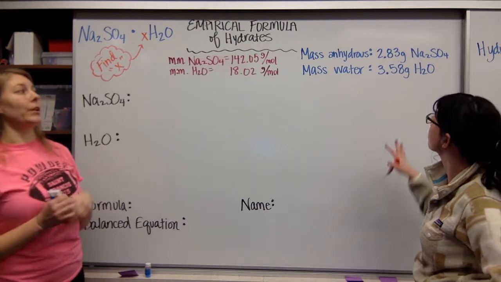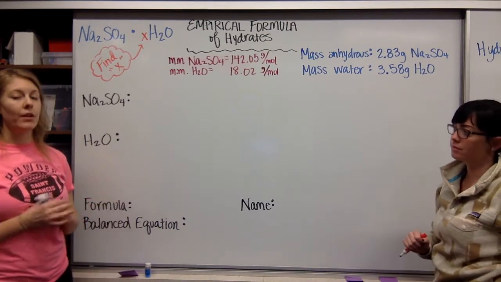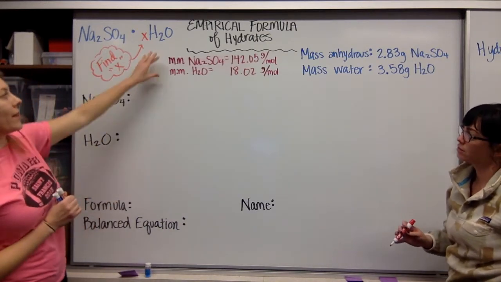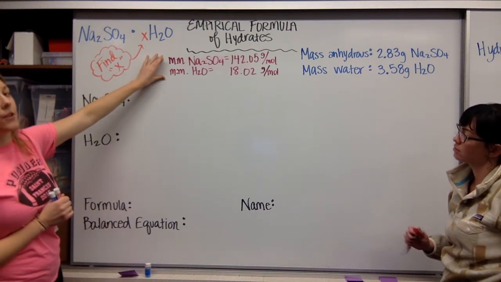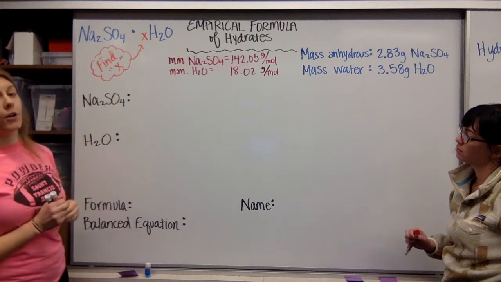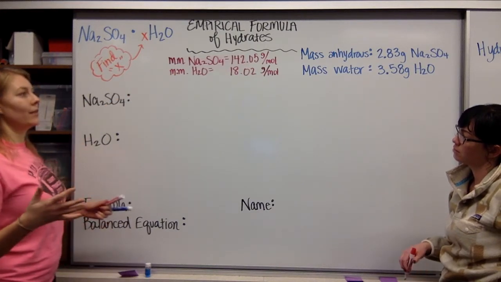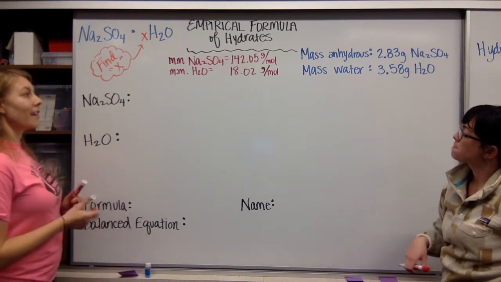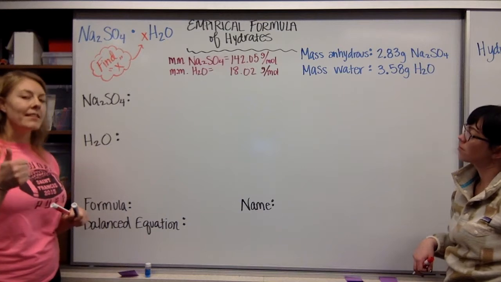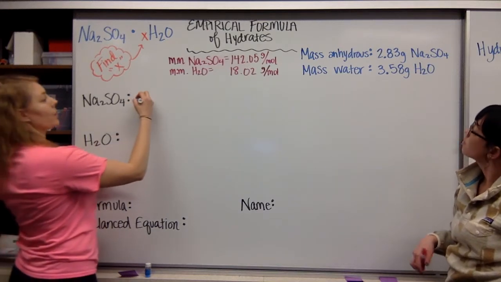Now, I've written over there in blue the mass of the anhydrous and the mass of the water, which is what we calculated on the last board. And because you know how to calculate molar mass already, I've calculated the molar mass of the sodium sulfate and of water. So, first step, percent to mass. Are we already in mass? We are. We're in grams. So, skip that step. Percent to mass, mass to moles. That means we need to convert to moles.